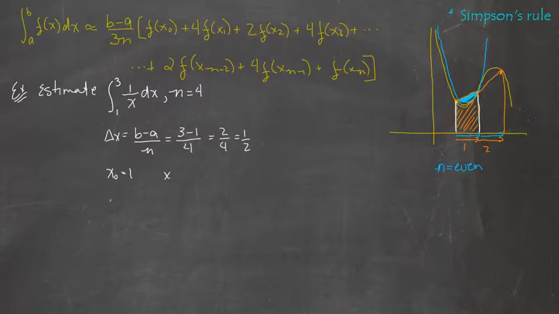And then I have x sub 1 equals 1 plus 1/2, which is 3/2. And x sub 2 would be 2, because we're looking at 3/2 plus 1/2, so that's 2. And then the third value, or the third height, would be x sub 3, which is 2 plus 1/2, so that's 5/2. And then x sub 4 is 3, because 5/2 plus 1/2 is 3. And so for n equals 4, these are the 5 values I need to find, and that makes sense.